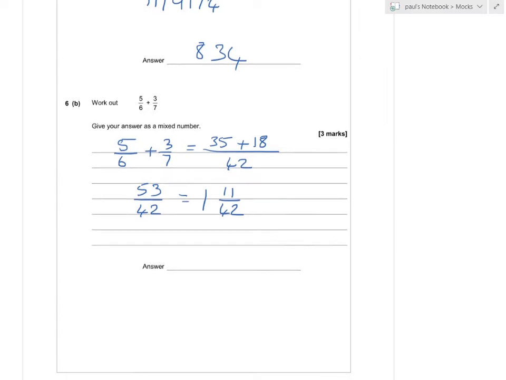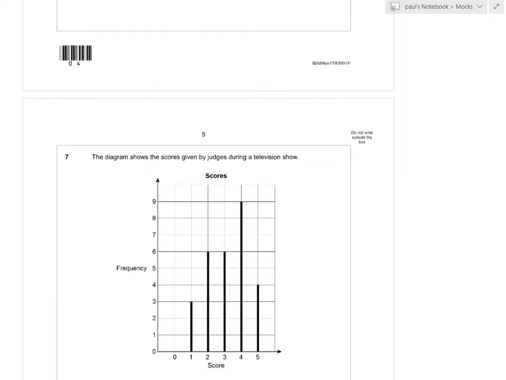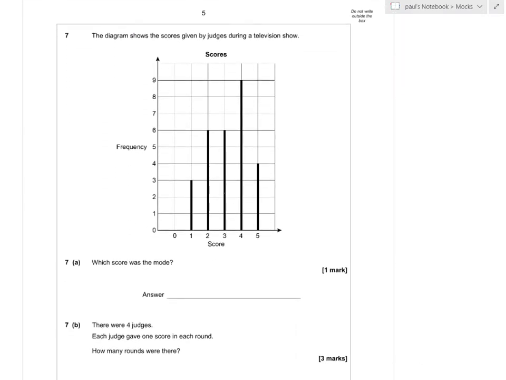Right, okay, number 7. The diagram shows the scores given by judges during a TV show. Which was the mode? Mode is the most common. So 9 people scored 4 points, so 4 points is the most common.